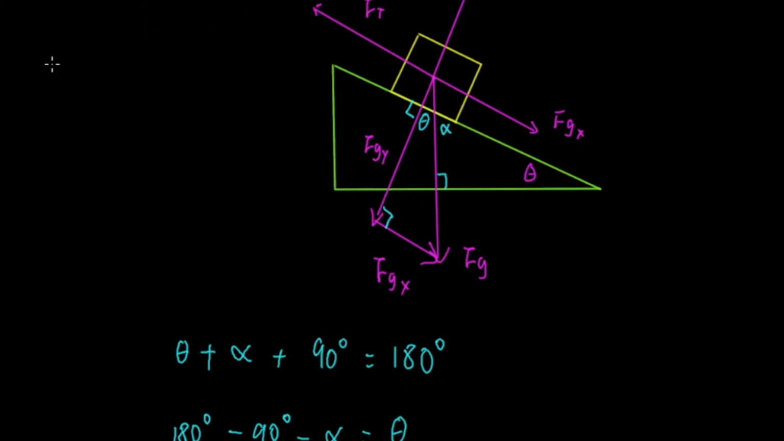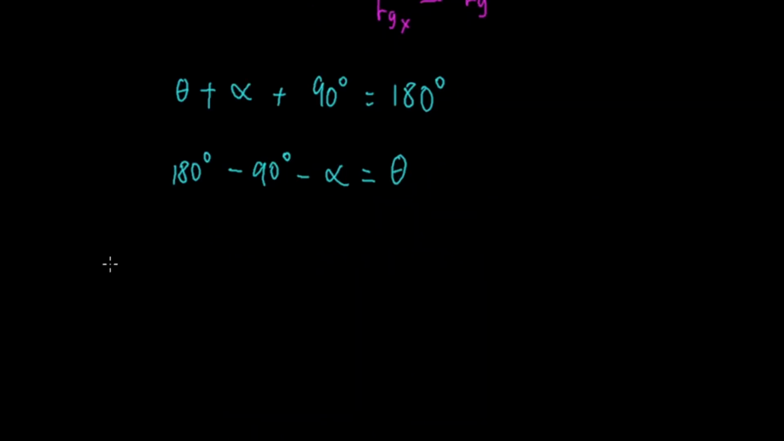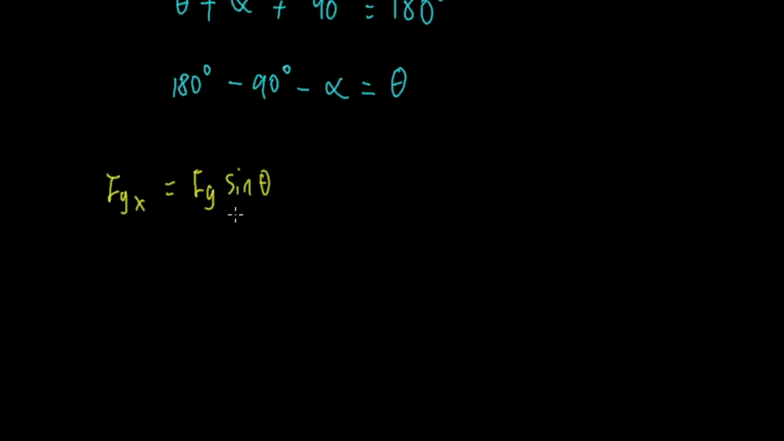So let's write that out here. Let's talk about the force of gravity in the x direction. Using trigonometry, it would have been Fg sine theta, right? So Fg sub x is equal to Fg sine theta. And Fg is equal to mg. So Fg sub x is equal to mg sine theta.